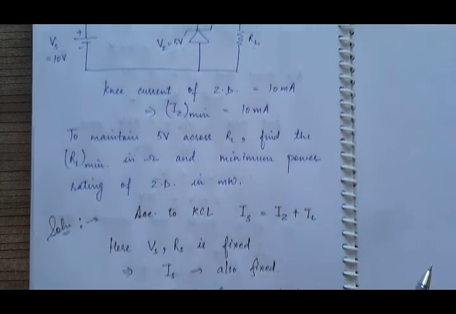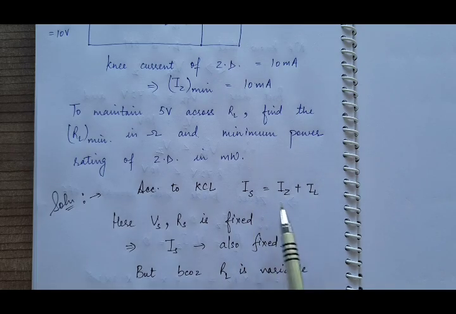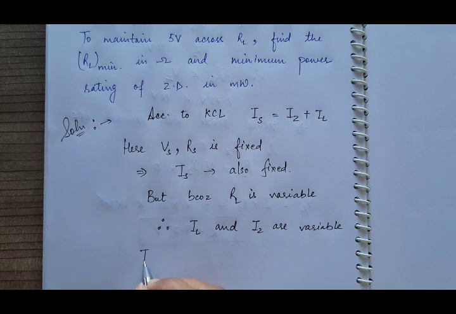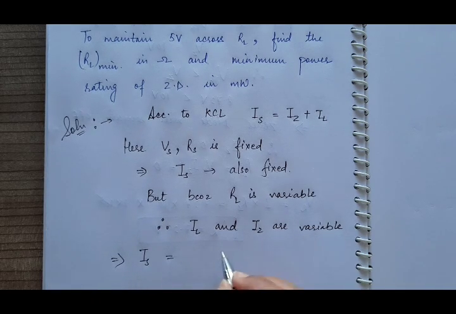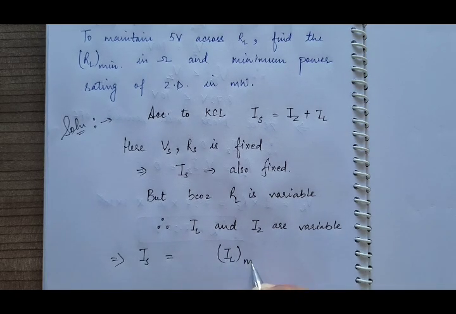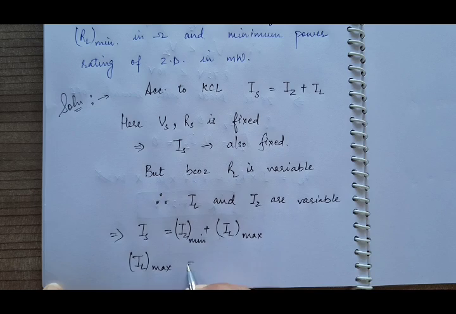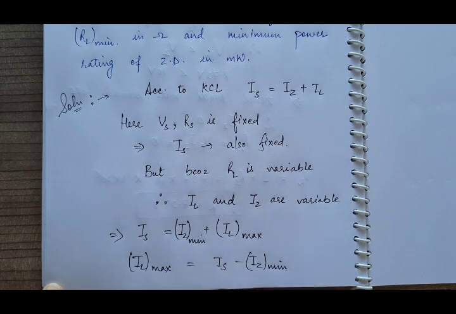So we can rewrite this Kirchhoff's current law equation in this way. Is is fixed, but now because we have to calculate RL minimum, IL will be maximum, and when IL is maximum, at that time Iz will be minimum because the source current is fixed. So to calculate IL maximum, we have Is minus Iz minimum.